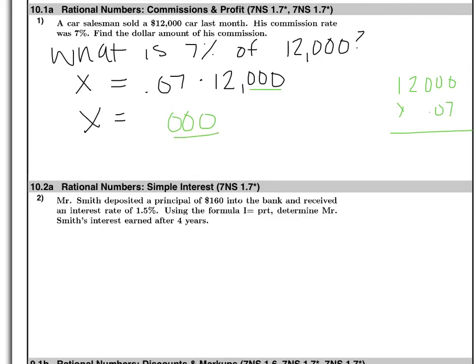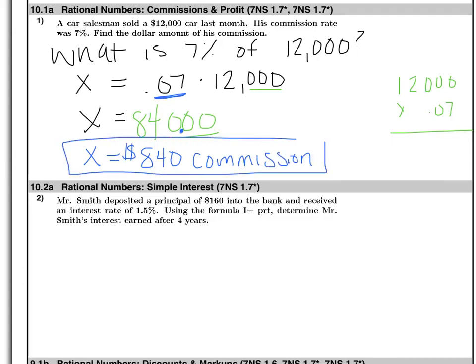And 7 times 12 is 84. And now I just have to remember that there are 2 decimal places, so I put my decimal place right here. And so that makes X equal to $840, which is his commission. That's how much he made off of selling that $12,000 car. Okay, and I'm looking for these steps, and I'm looking for you to write what it actually means.